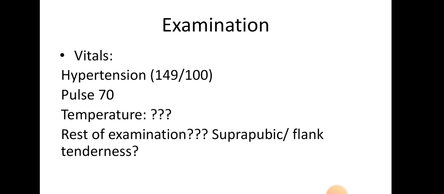The temperature is not mentioned, the exact number, but it was mentioned that there is no fever. I assume that the words no fever indicate the patient's own words. Patient denies the presence of fever or chills, but they must give you a number to exclude pyelonephritis as the cause of the urinary tract infection. He didn't mention anything about the rest of the examination, like suprapubic tenderness or flank tenderness. These things might help you differentiate between cystitis and pyelonephritis.